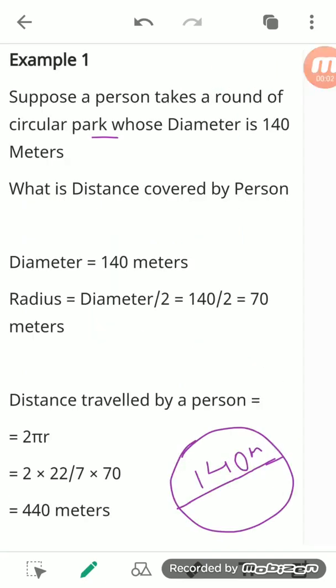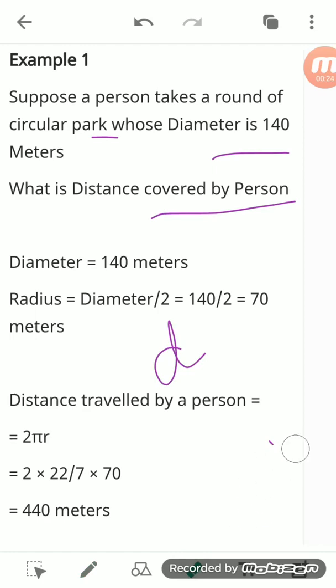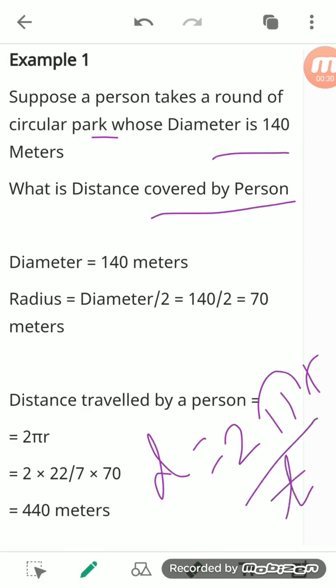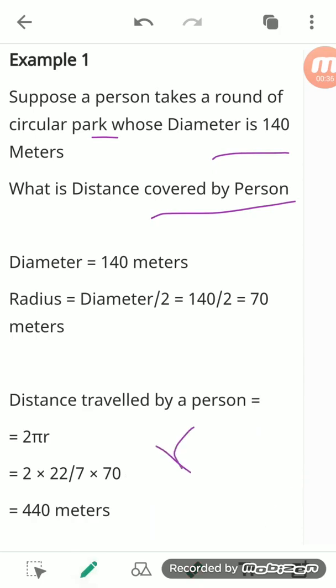Now there are some questions related to uniform circular motion. Suppose a person takes a round of a circular park whose diameter is 140 meters. This is the circular park and this is the diameter, 140 meters. What is the distance covered? We have to find the distance, and you know by the formula that distance is 2 pi r. At first we should know the radius. Diameter is 140 meters, so radius will be half of the diameter, which is 70 meters.